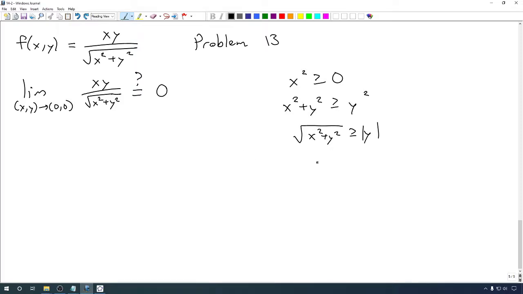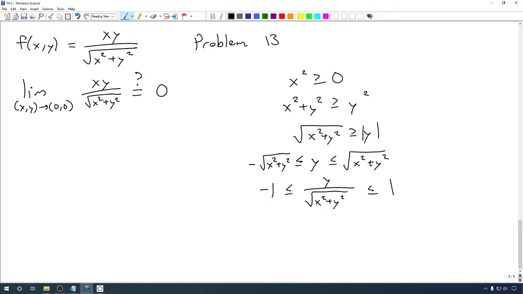Actually, I should put the y in the middle. That y is always between negative square root of x squared plus y squared and positive square root of x squared plus y squared. If we take this one more step, we can go ahead and divide everything by the square root of x squared plus y squared, because we're assuming here that we're not dealing with the point 0, 0 right at the moment. So that means that y divided by the square root of x squared plus y squared is always between negative 1 and 1, regardless of what x and y are, as long as they're not both 0.